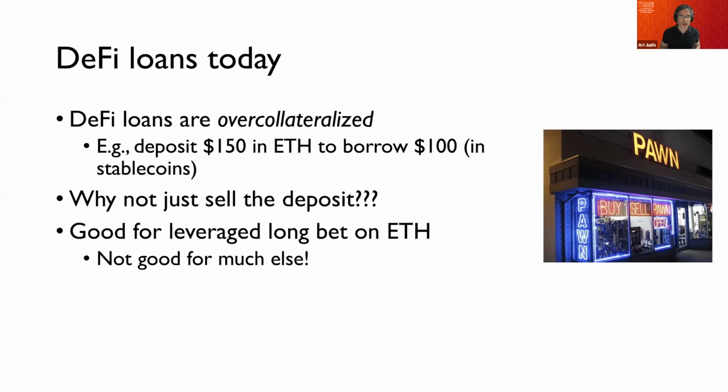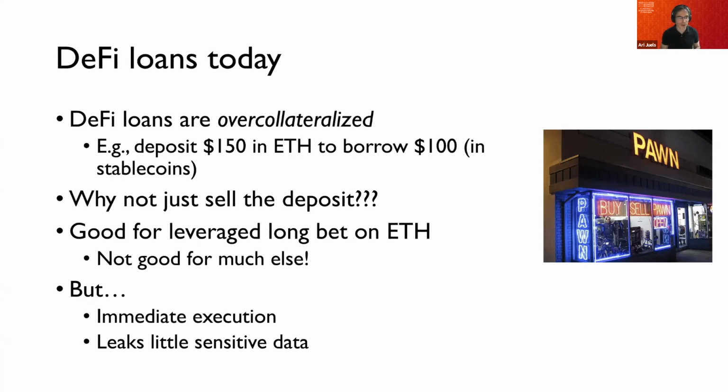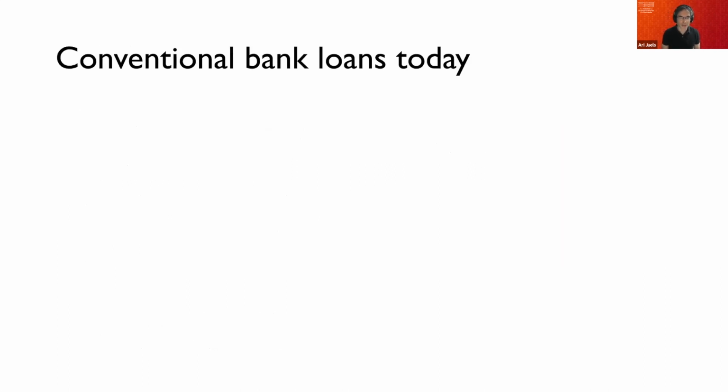It turns out this is good for leverage. In particular, if you believe the price of ETH is going to rise, what you can do is deposit some ETH, withdraw some stablecoins, buy more ETH, get more stablecoins, and rinse and repeat until you get a factor of 2 or 3 leverage. This is all very useful, but it's really only useful for obtaining leverage, for long bets on the target cryptocurrency. It does have the advantage of not leaking much sensitive information, right? No more than the basic blockchain or cryptocurrency does.